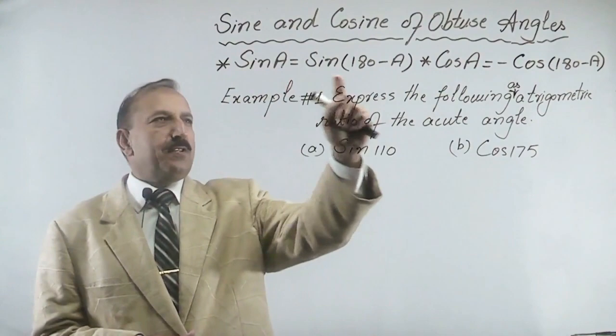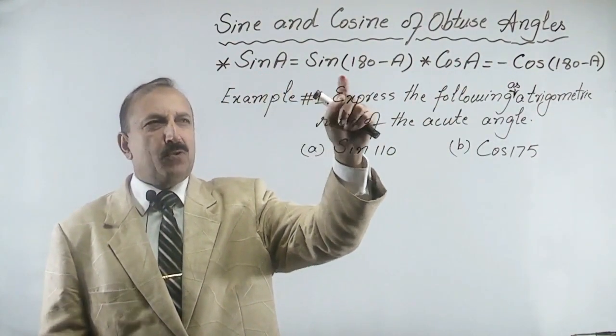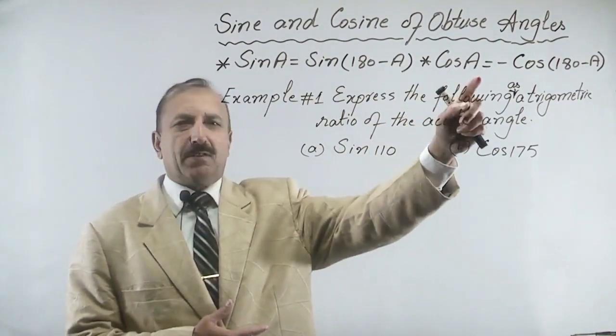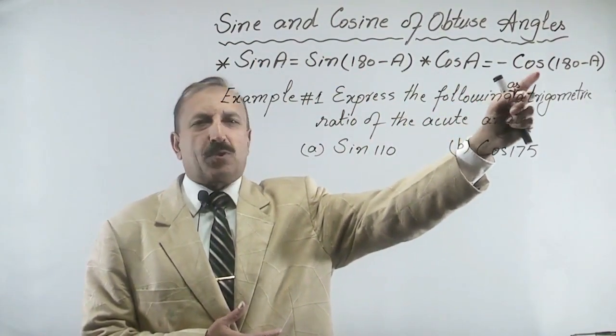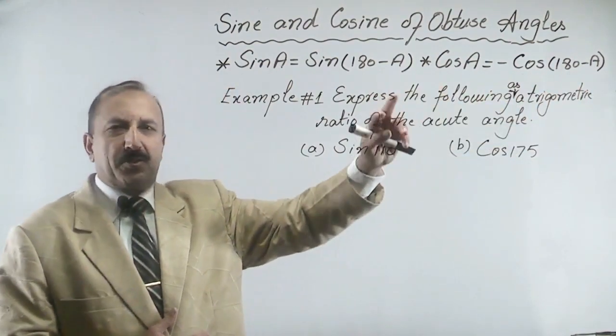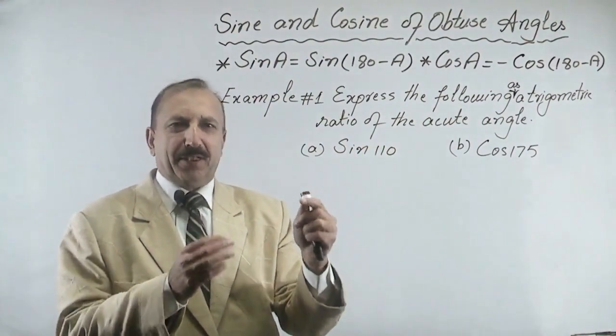Here are two results. I have written here sine of A is always equal to sine of 180 minus A, and cosine of A is always equal to minus cosine of 180 minus A. They are very essential in some problems, so let's learn how they work in the problems.